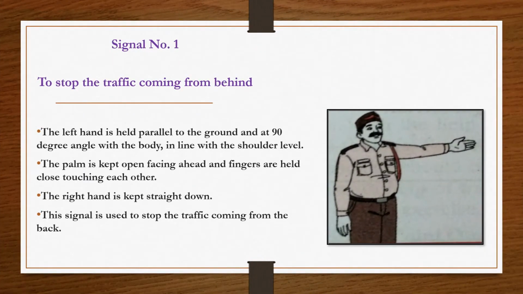Signal number 1, to stop the traffic coming from behind. Students, you can clearly see in the picture given how this policeman is standing. The left hand is held parallel to the ground and at 90-degree angle with the body, in line with the shoulder level. The palm is kept open facing ahead and fingers are held close touching each other. The right hand is kept straight down. This signal is used to stop the traffic coming from the back.